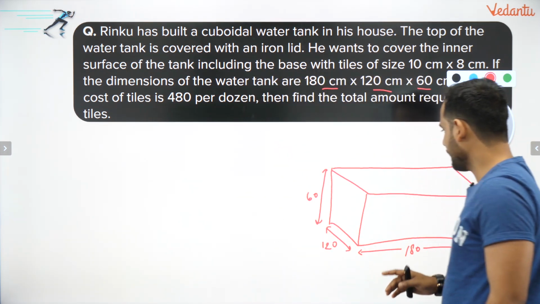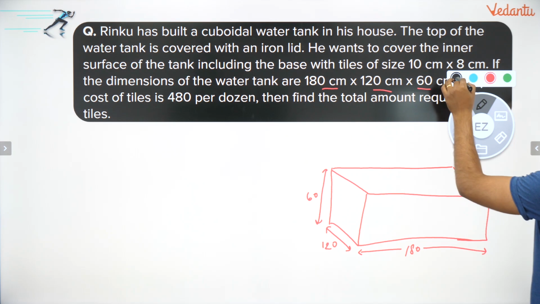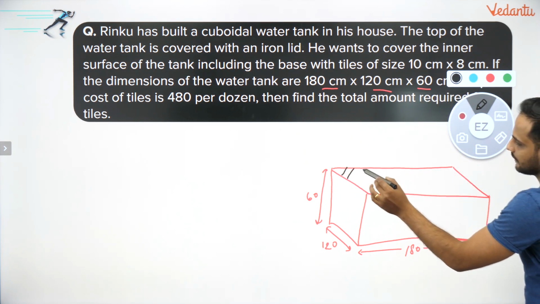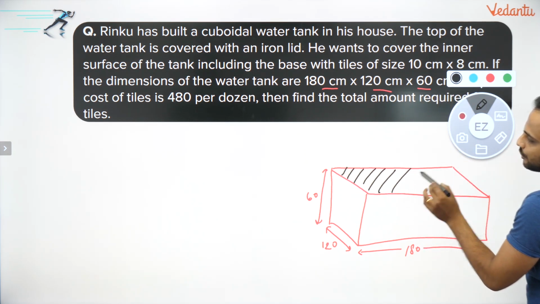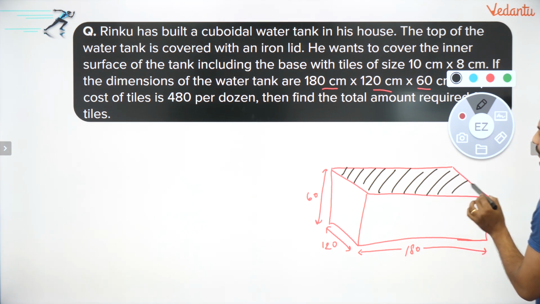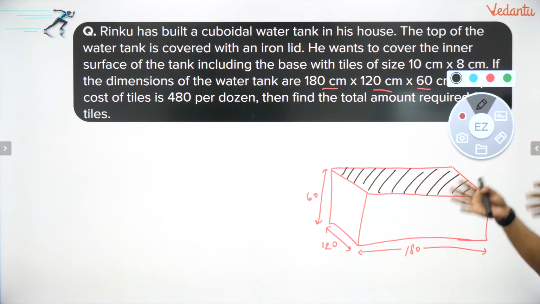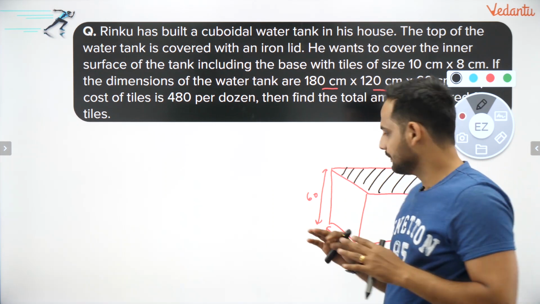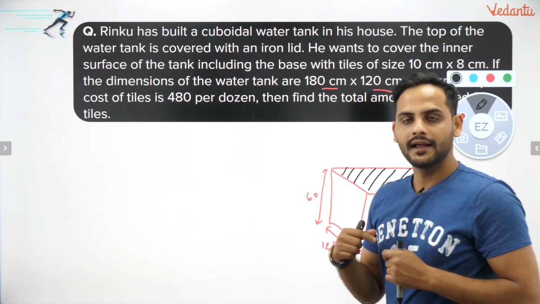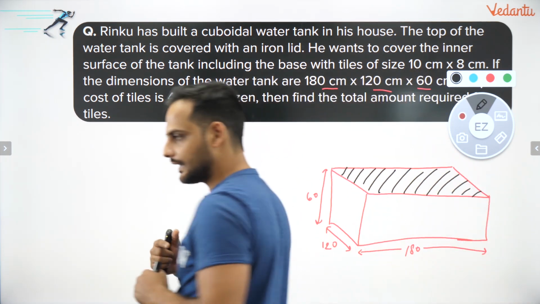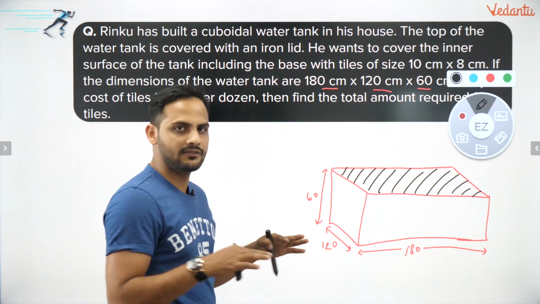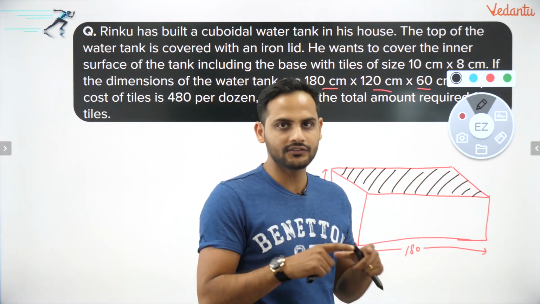So this is the cuboid, and it has been told, bachcho, that the top part has been covered with the iron lid. So for the top part, no need to make anything because it was a tank open from top, so you have covered it with the iron lid, but the rest 5 faces have to be covered with the tiles. Now tiles covering is the surface part. They are putting the tiles on the surface.